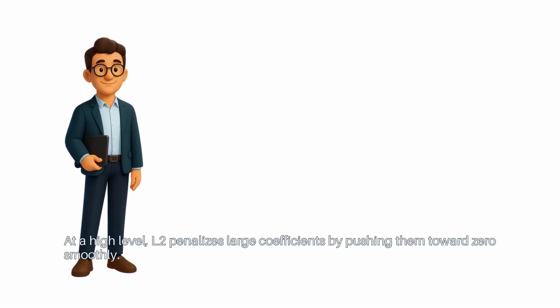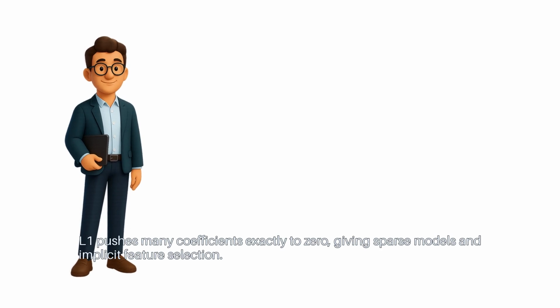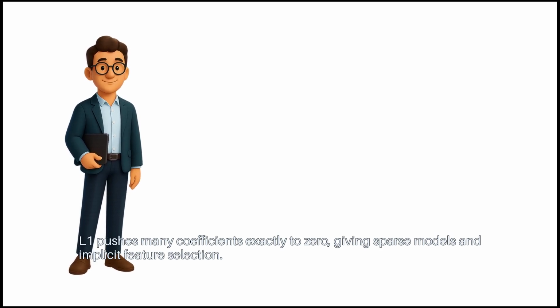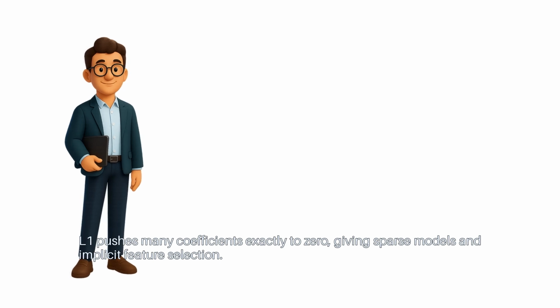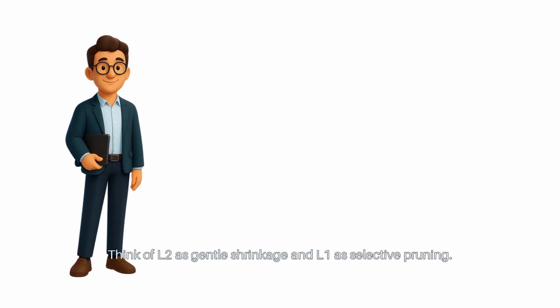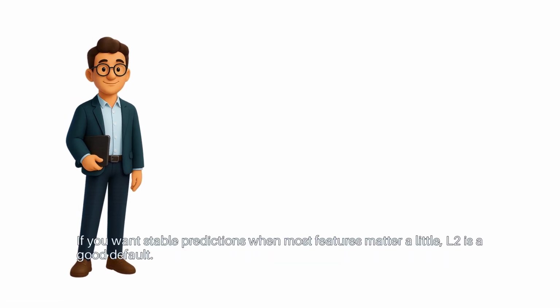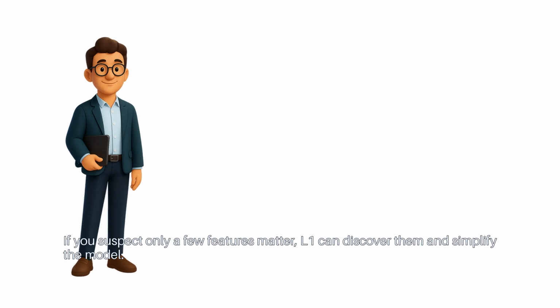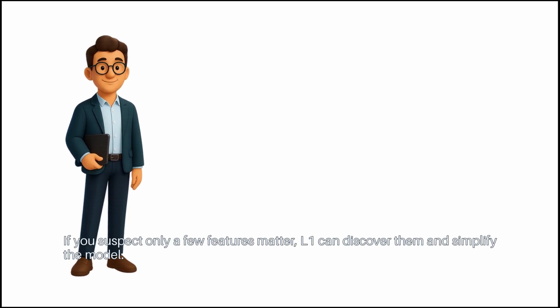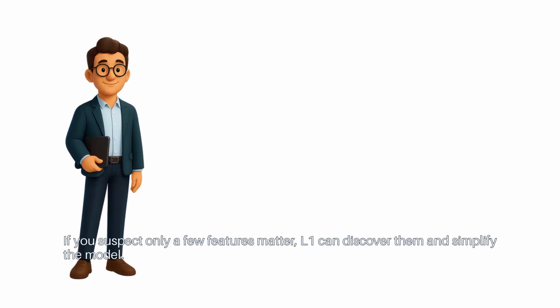At a high level, L2 penalizes large coefficients by pushing them towards zero smoothly. L1 pushes many coefficients exactly to zero, giving sparse models an implicit feature selection. Think of L2 as gentle shrinkage and L1 as selective pruning. If you want stable predictions when most features matter a little, L2 is a good default. If you suspect only a few features matter, L1 can discover them and simplify the model.